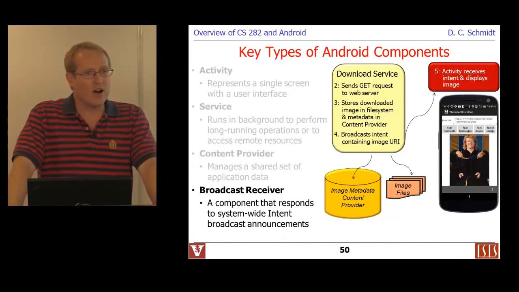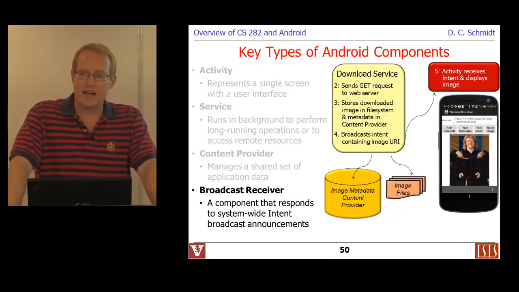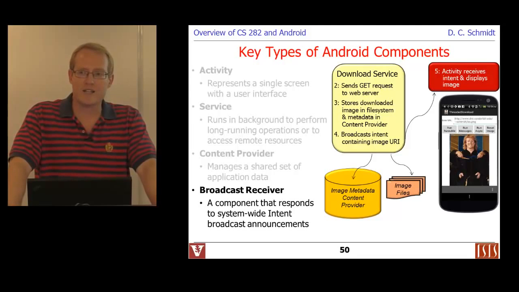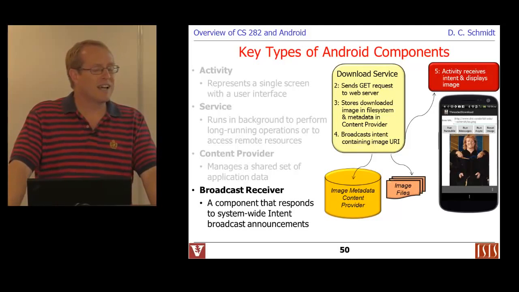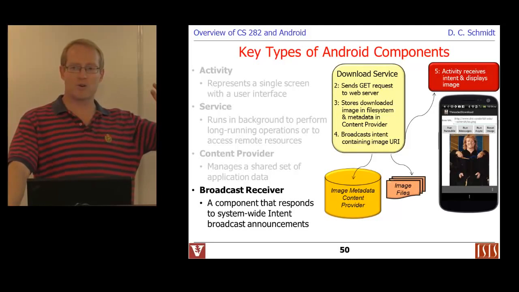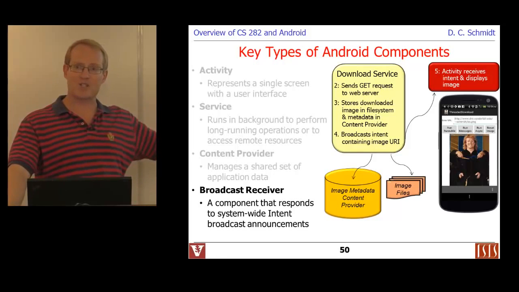And the last key architectural piece in Android is something called the broadcast receiver. The broadcast receiver is a component that essentially responds to intents that are broadcast from other parts of the system. It allows you to have a publish-subscribe-like model, using the pub-sub pattern or the observer pattern, where different parts of the phone can notify other parts that something they may care about has just happened.